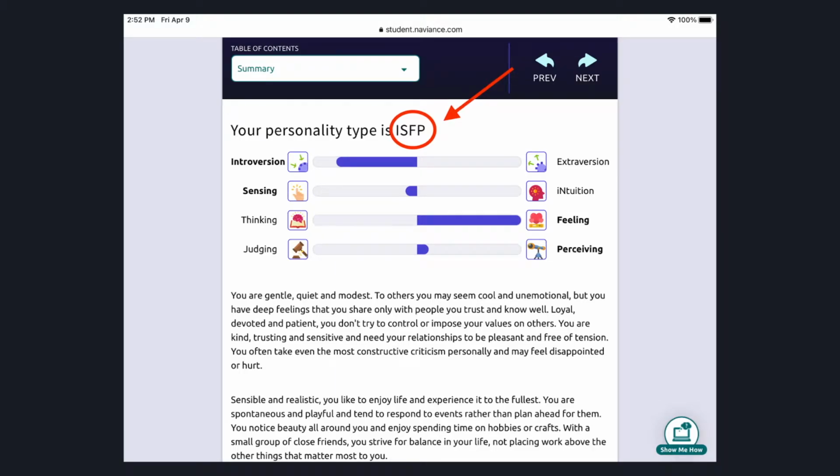After you take the personality assessment, you will see a four-letter code that describes your personality. Each letter represents two ends of a continuum. These continuums represent your preferences, or the way you like things to be. You can have strong preferences on one end or be more in the middle.